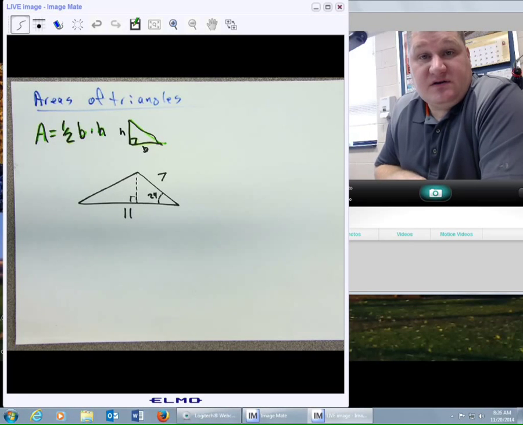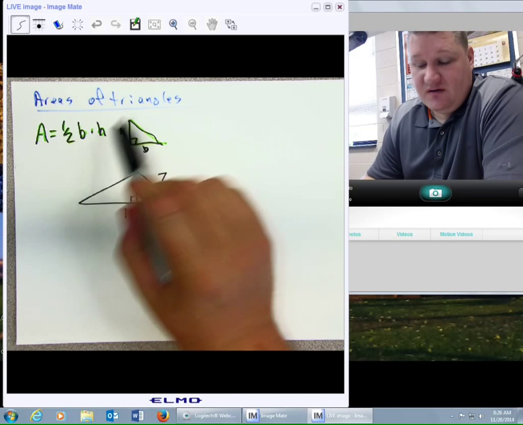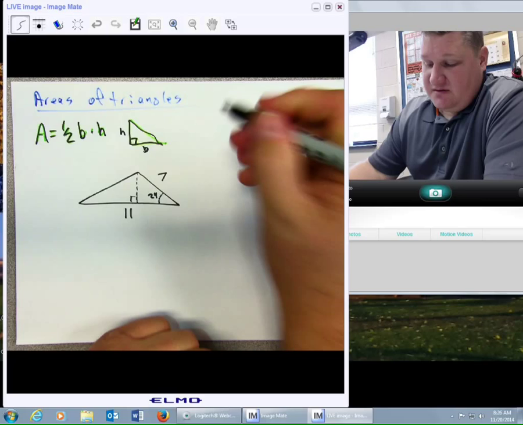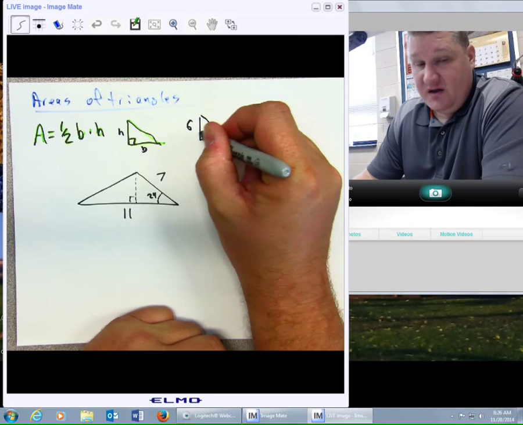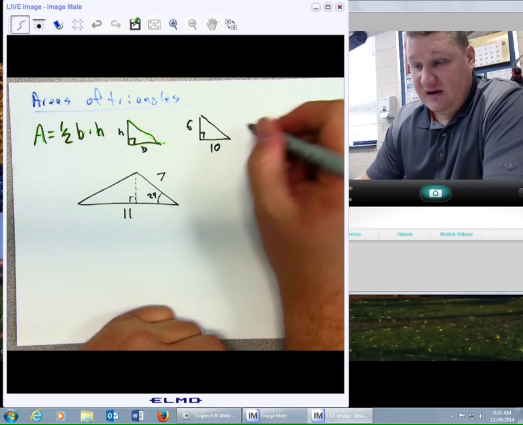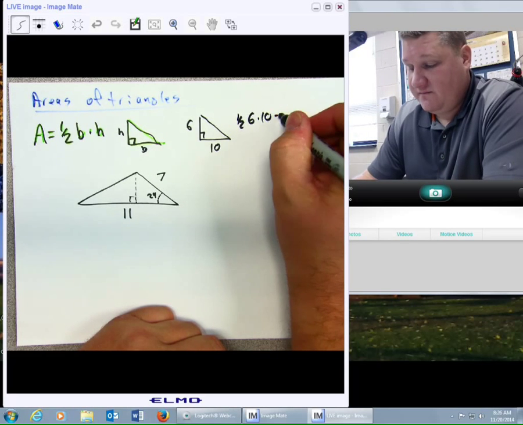Okay, ladies and gentlemen, we have an area of triangles that we need to deal with. The first and most basic type of area of a triangle would be a right triangle, and we use 1/2 b times h. So if I had something as follows, I had 6, I had 10, with a right angle here, the base is 10, the height is 6, so I'm going to say 1/2 of 6 times 10. Answer is 30.